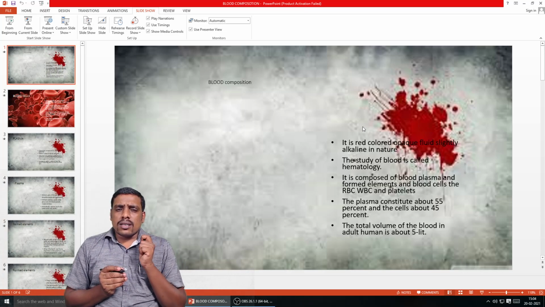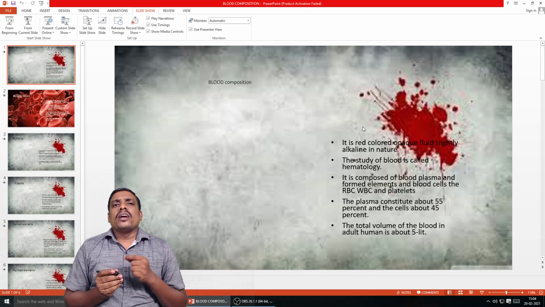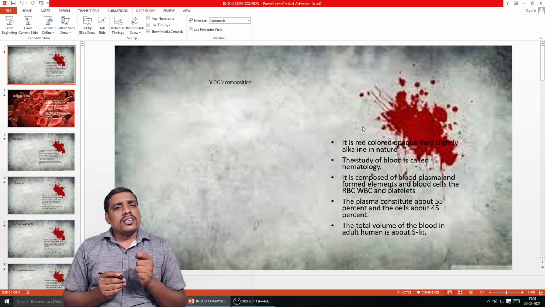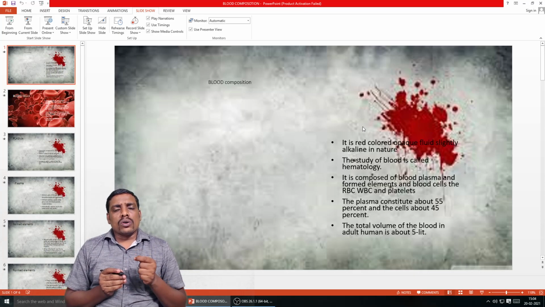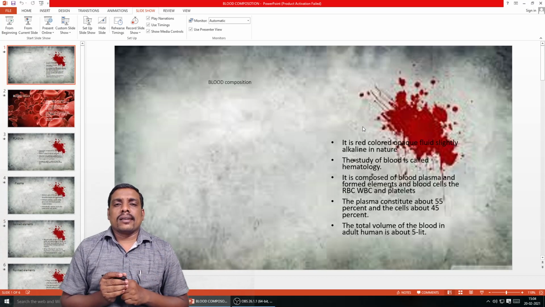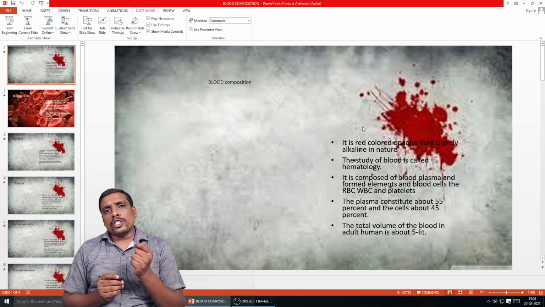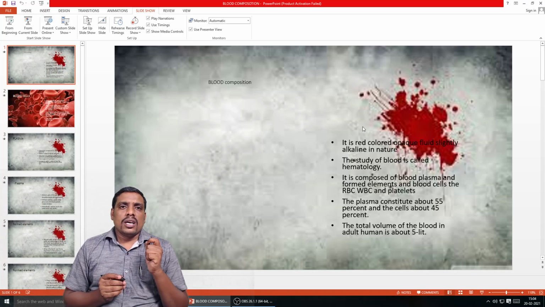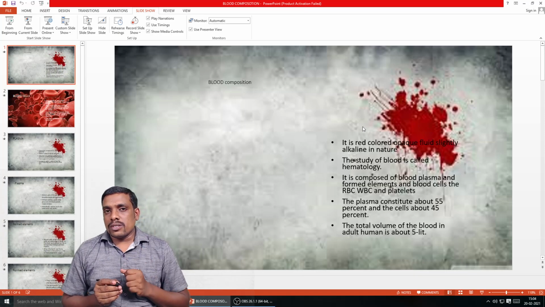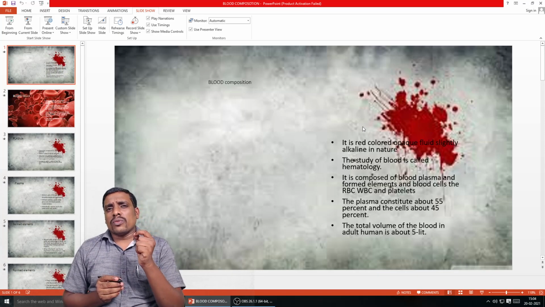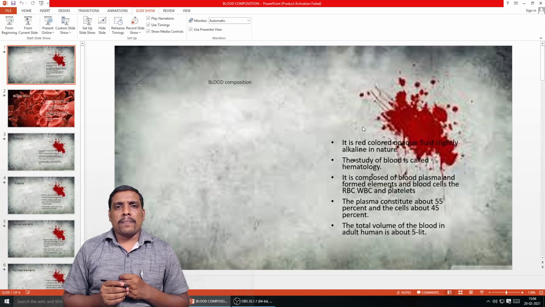Now, let me say one point. Blood is a fluid connective tissue, right? So why is blood called a fluid connective tissue? Because of its water content. What is the percentage of water in the blood? It's about 90 to 92%. The highest amount of water is present in the plasma.